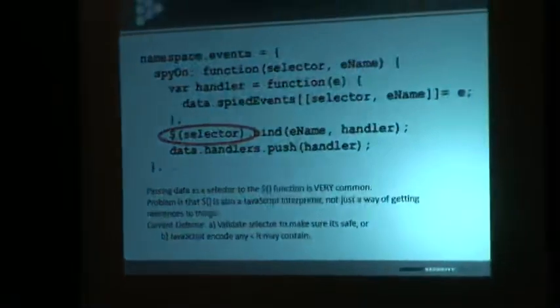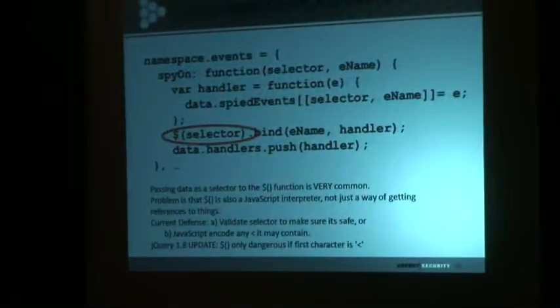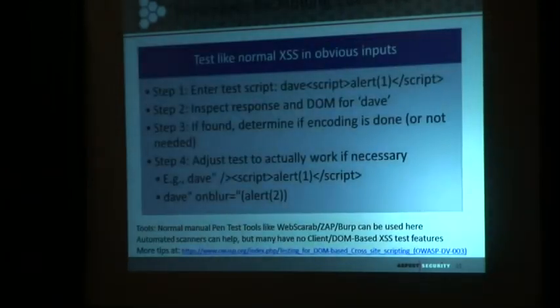So that's an example. And then this also talks about how the current defense is validation and encoding, but in 1.8, only dangerous. So that's an improvement since the first time I did this presentation, because that fix wasn't out at the time. So let's talk about how we find XSS flaws real quickly.